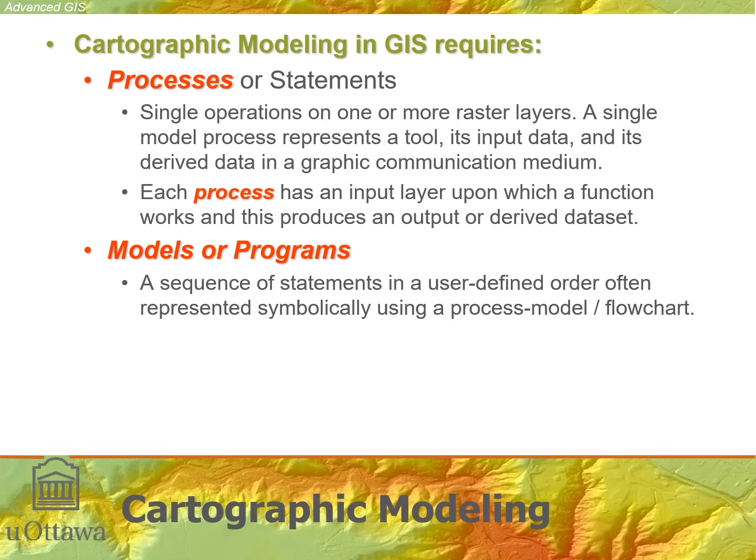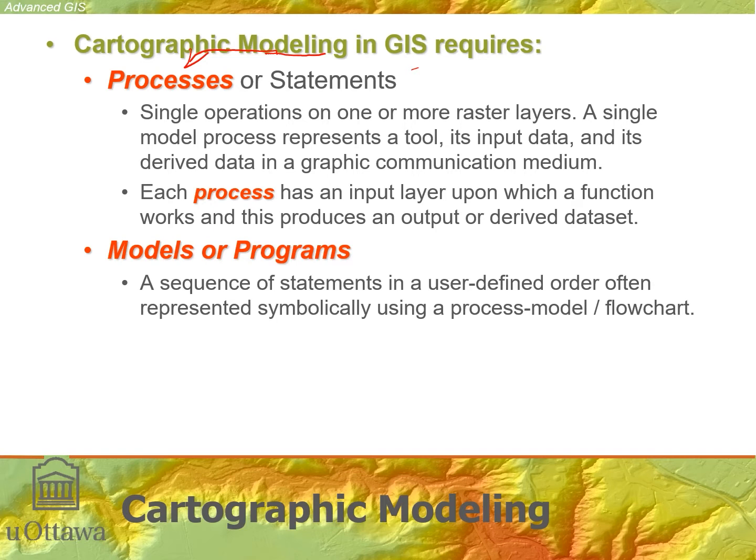And it requires processes or statements. A process is what we do visually in a flowchart. A statement is something we use in what's called map algebra, and we'll see the relationship between cartographic modeling and map algebra very shortly. But for now, cartographic modeling is synonymous with processes. These are single operations on one or more input raster layers. And these generally represent a tool, just like you've used before in ArcGIS Desktop or ArcGIS Pro. You run a tool on something.